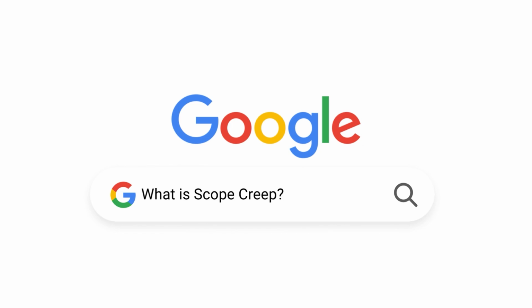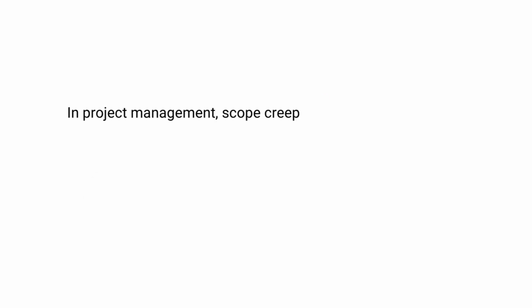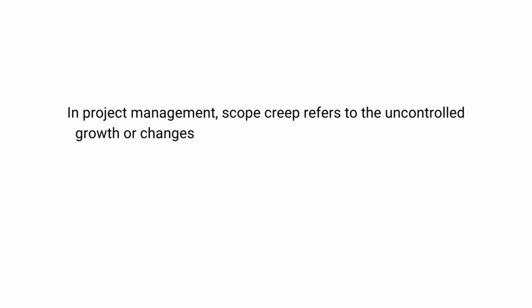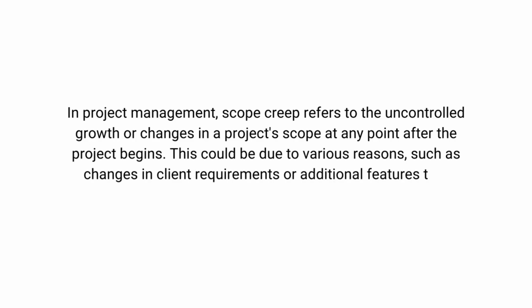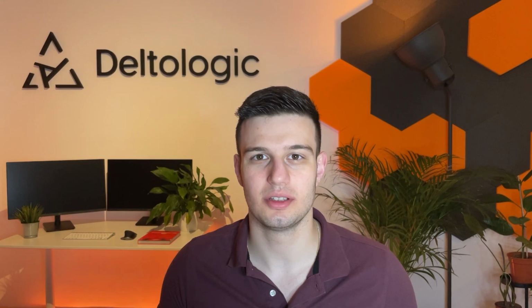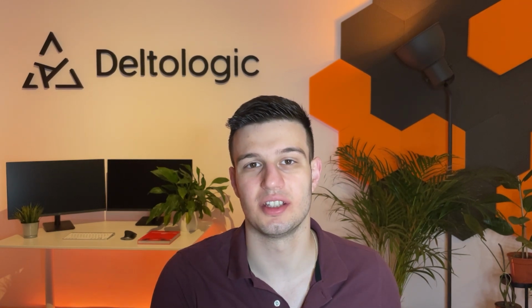So what is scope creep? In project management, scope creep refers to the uncontrolled growth of changes in a project scope at any point after the project begins. This could be due to various reasons, such as changing client requirements or additional features that weren't initially planned. You might be asking, why is scope creep such a problem? Well, it is generally considered harmful because it can significantly impact a project's cost, schedule, and overall success. It can cause projects to go over budget, miss deadlines, or even not deliver the initial objectives.